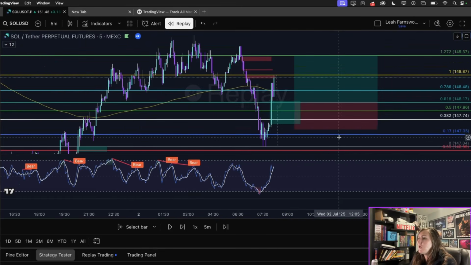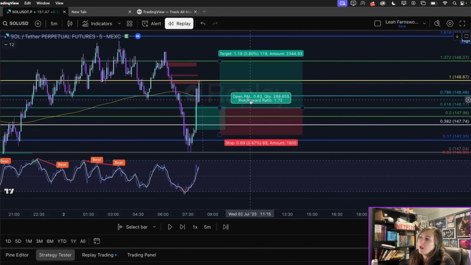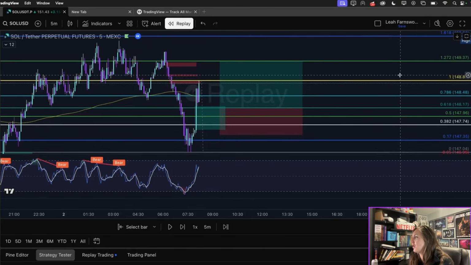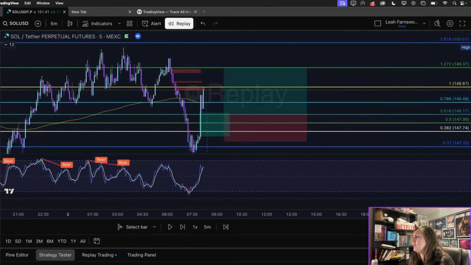So next, we are aiming for a risk-reward ratio of 2. So we have a 1.72. It's not always going to be perfectly accurate, right? We're close enough to that 2 range for me. So we can aim for the 1.272.